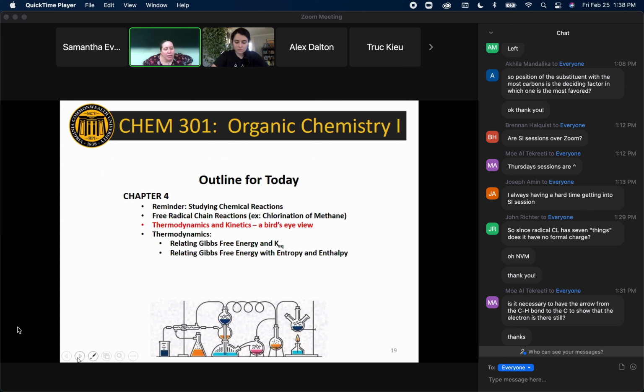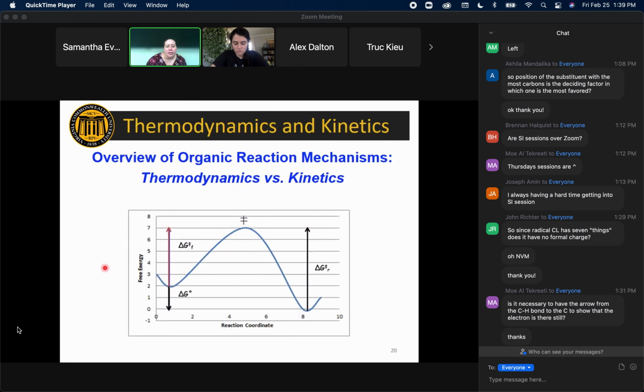For the rest of the time today, I'm going to talk mostly about thermodynamics, but I'll give you an overview first to put thermodynamics and kinetics into perspective for you. So this is a reaction coordinate diagram. It shows essentially starting materials going to products and the energies involved. So we can see that there's a certain amount of free energy in our starting materials and a certain amount of free energy in our products.